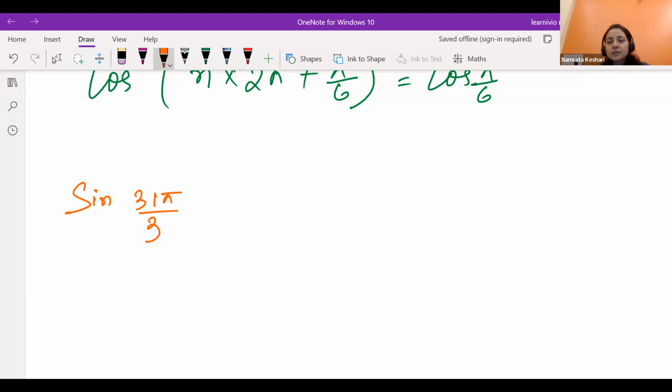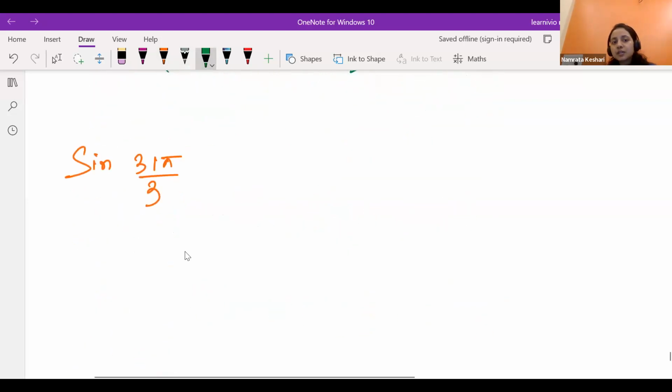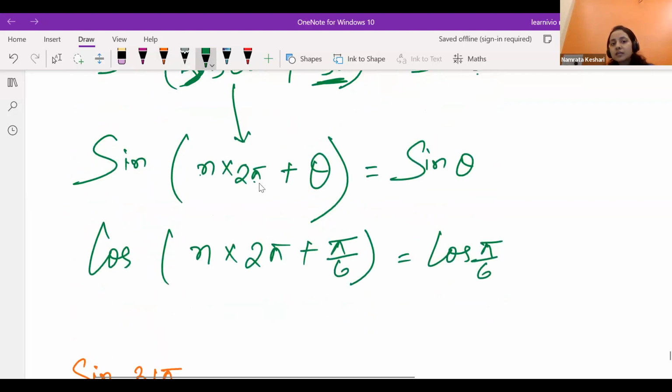Do you know how to find it? Yes, anyone? Ali and Alina, do you know how to find it? No. Okay, so what we will do over here, we will use this concept: 2 pi into any number plus the extra angle theta. This is how we will try creating it.